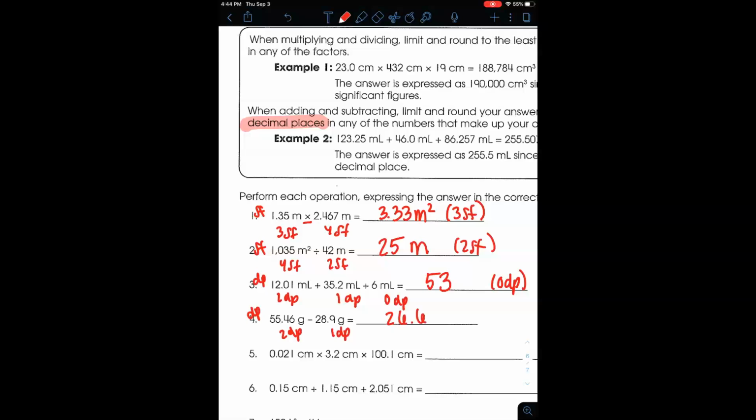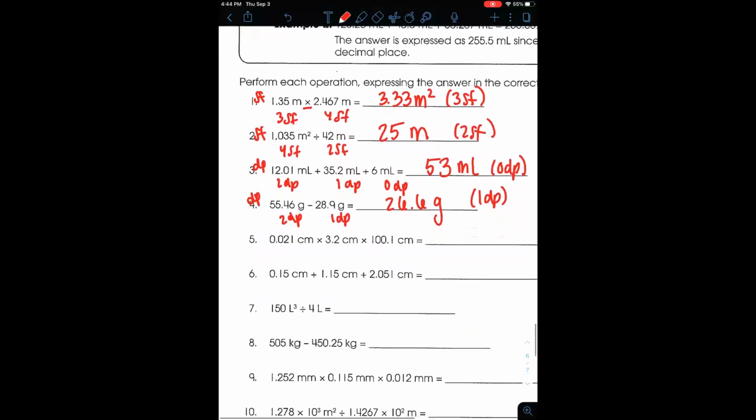Oh, and something I forgot above, apologies, is my units. So if I go back up to 3 here, it was milliliters plus milliliters plus milliliters. Obviously, my unit's going to be milliliters, capital L, lowercase m, capital L. Next one here is going to be grams. So 26.6 grams, G.